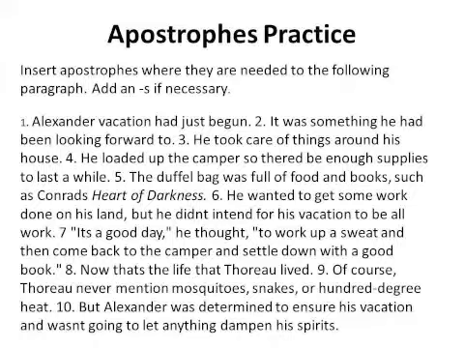He wanted to get some work done on his land, but he didn't. This is a contraction, N apostrophe T. Intend for his vacation to be all work. It's a good day, he thought. It is, apostrophe S. To work up a sweat and then come back to the camper and settle down with a good book. Now that's the life that Thoreau lived. Apostrophe S, that is.